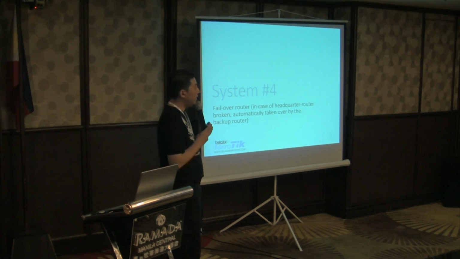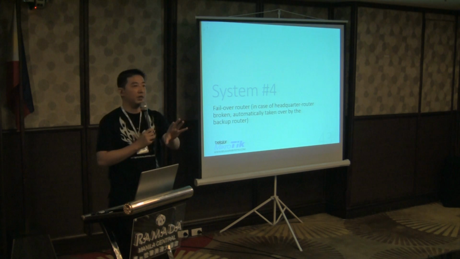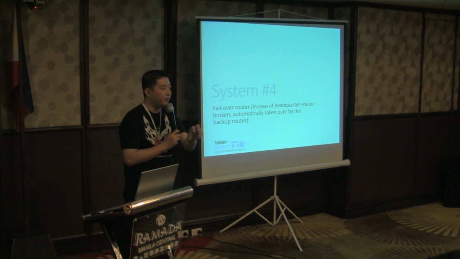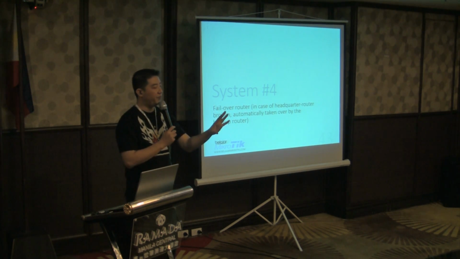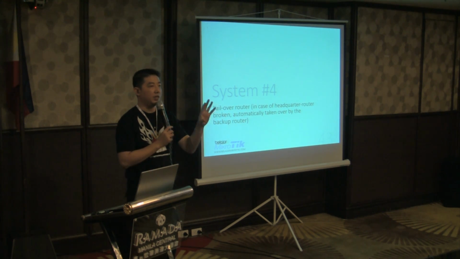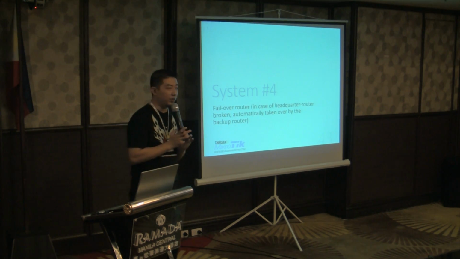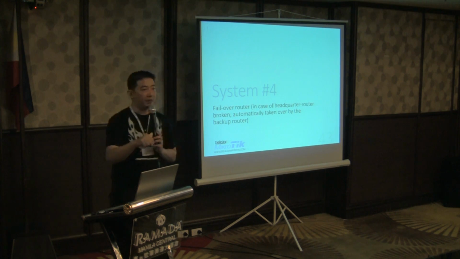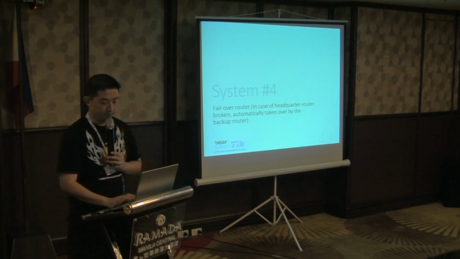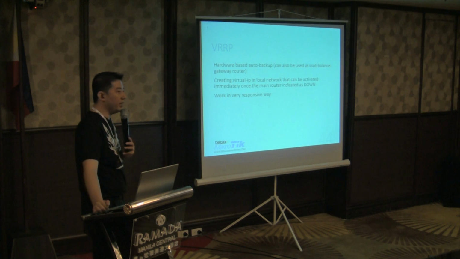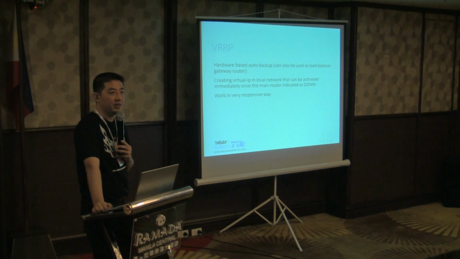Okay, I can make you a two router. One as a live backup. Means that if the main router somehow failed, then it will be taken over by the backup immediately. We are using a system called VRRP. Are you familiar enough with this?